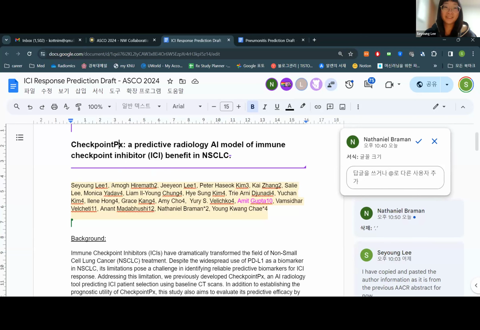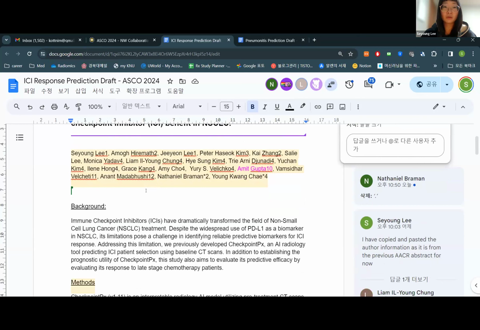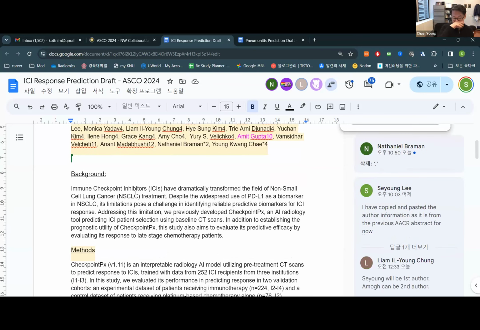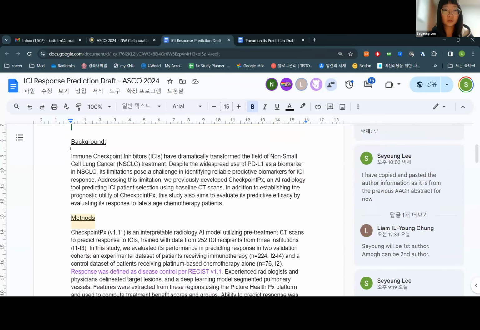Yeah, and we had to trim down a lot of the author lists because apparently ASCO only allows up to 20 authors. Before, we had 32 for both pneumonitis and ICI response. Dr. Liam went through the list and we cut it down to 20 each. Okay. So we can bring them back for the actual manuscript later. Yeah. So this is the background.